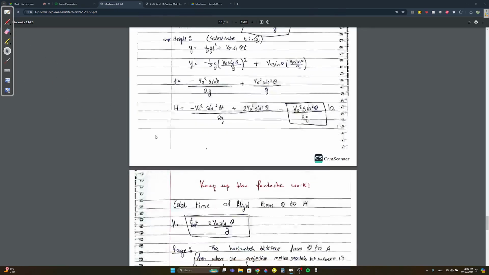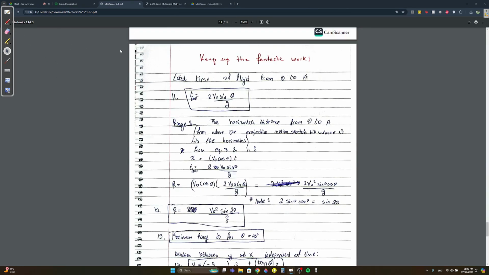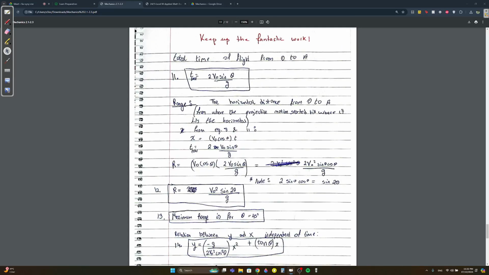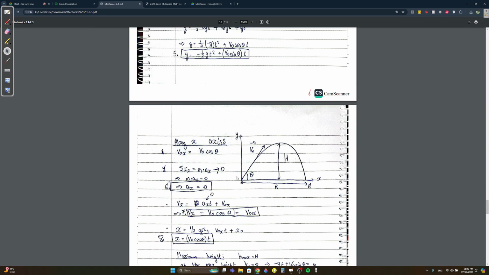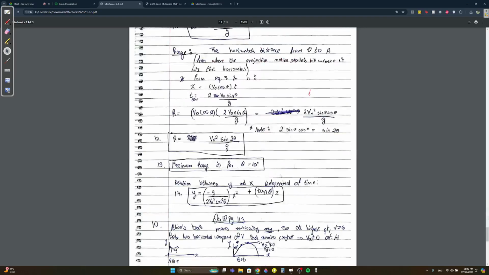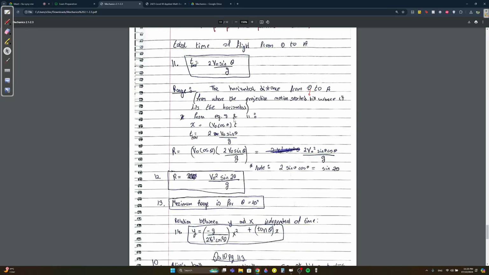Now for the range. For the total time, you just multiply by 2 like I told you. And then the range is the horizontal distance from O to A. So over here, this is the height, and then from here to here is the range. So the range is the horizontal distance, the height is the vertical distance. Basically, it's the horizontal distance from where the projectile motion started to where it ends.